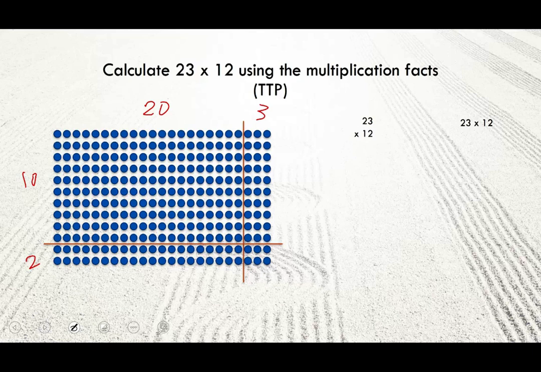So how about this part? This part, how do you calculate? This is 20 times 10. How about this part? This is 3 times 10. This part is 20 times 2. This part is 3 times 2. And then you combine this. So if you chop into tens and ones, 23 multiplied by 12, we need to divide into 4 pieces.